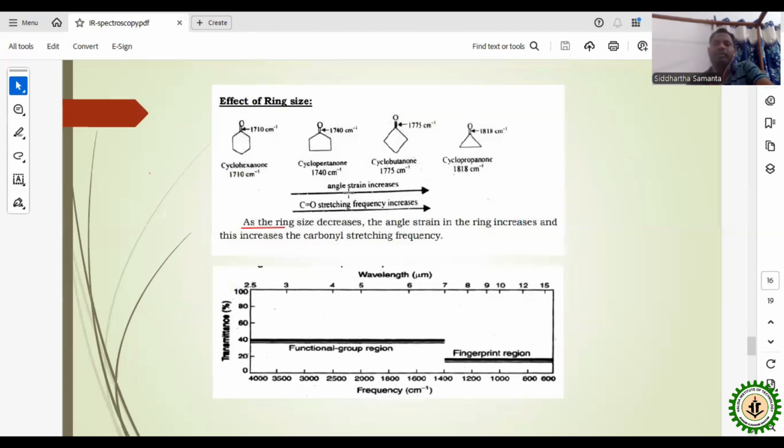And ring effect. Here we see a three-member ring, cyclopropanone. Okay, cyclopropanone, three-member ring. This is the four-member ring, five-member ring, and this is the six-member ring. So if we reduce ring size, CO stretching frequency increases due to more s character. This CO double bond has more s character. So a smaller ring size gives higher stretching frequency. If the ring size is very small, then the stretching frequency is also more.